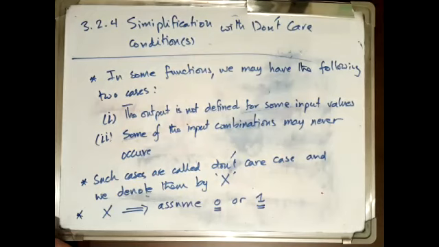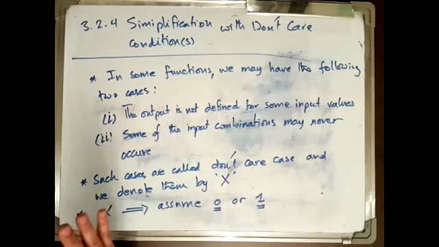However, there is a very important and tricky point here. X's or don't cares, you don't have to cover all the don't cares. You need to cover all the zeros or all the ones, but you don't have to cover all the don't cares.